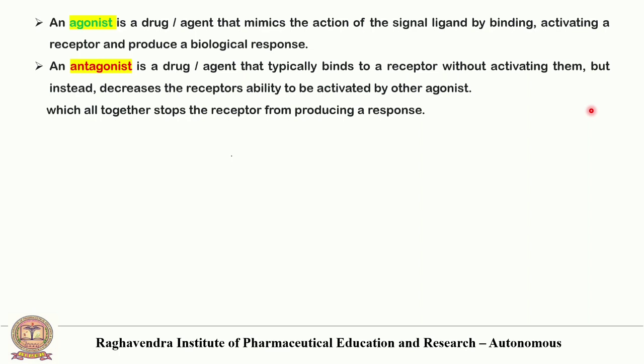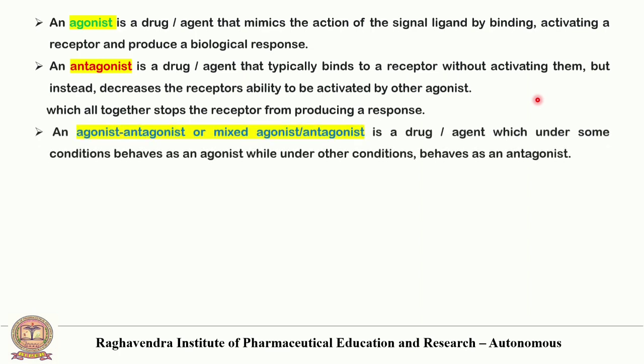Antagonist is a drug or agent that typically binds to a receptor without activating them, but instead decreases the receptor's ability to be activated by other agonist, which altogether stops the receptor from producing a response, is known as antagonist. A mixed agonist antagonist is a drug or agent which under some conditions behaves as an agonist, while under some conditions it behaves as an antagonist.